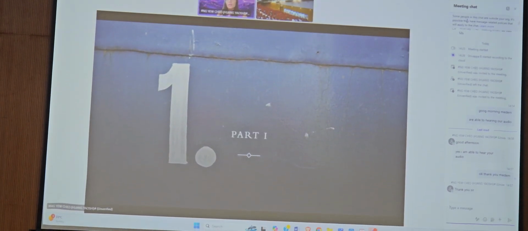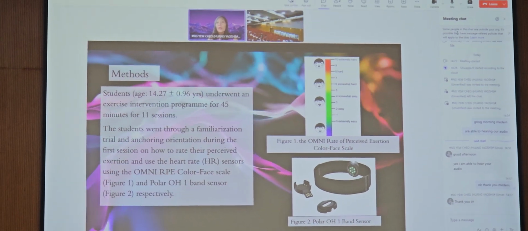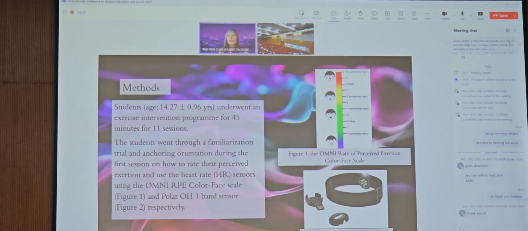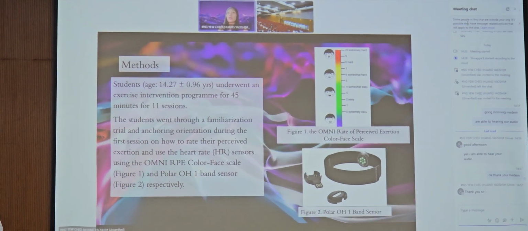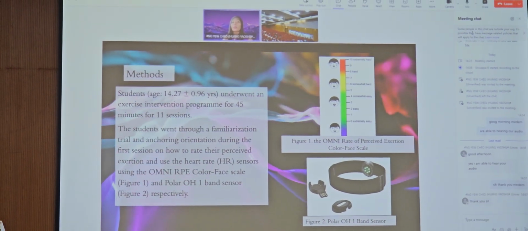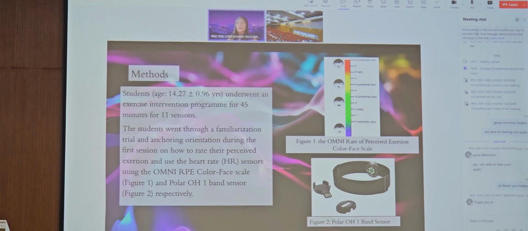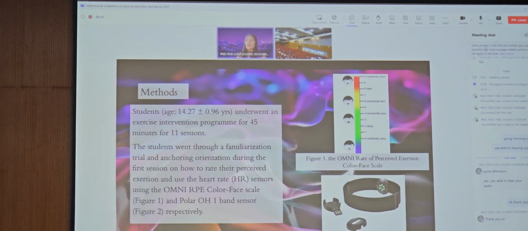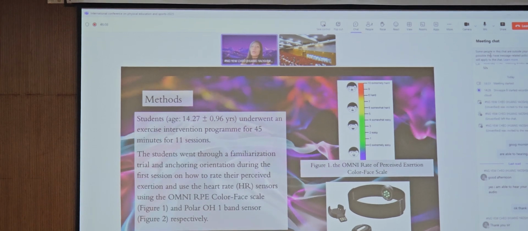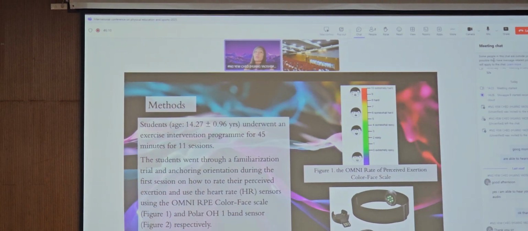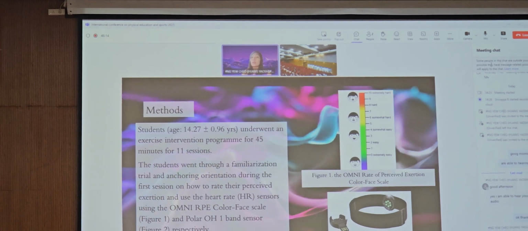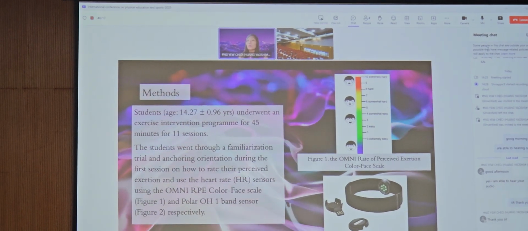So this is part one of the study. We had students about 14 years of age. They underwent an exercise intervention program of 45 minutes for 11 sessions. They went through a familiarization trial and anchoring orientation during the first session on how to use the Omni RPE color face scale, and they also used heart rate monitors to measure their heart rate during the exercise intensity. You can see the picture over there.